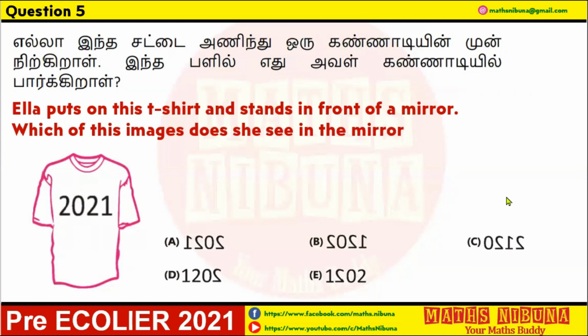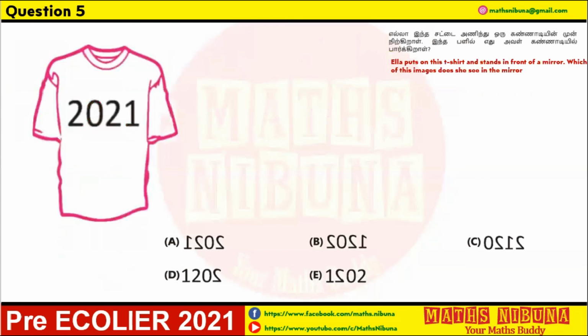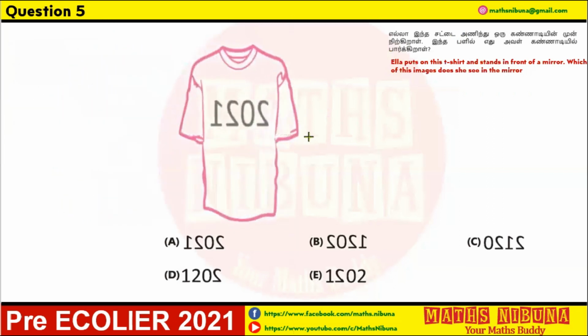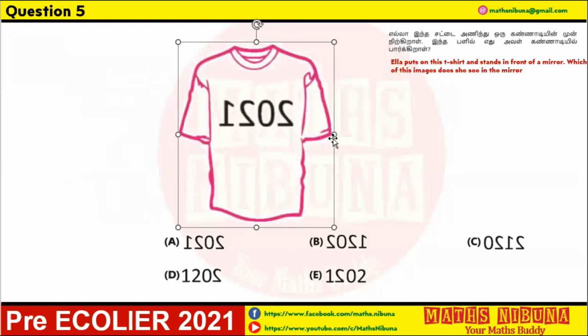Now she goes and sits in front of the mirror. Then she wants to know how it looks in the mirror. This one you have to imagine, just try to reflect the shirt. If it were on a computer I could do it easily, but when it is on paper, you have to imagine it, or maybe try to turn the paper around and see it from the back. Maybe you can get the correct answer. So it will look like this: 1202.